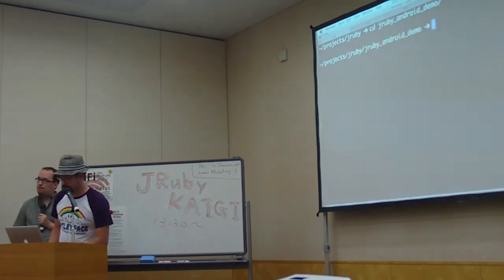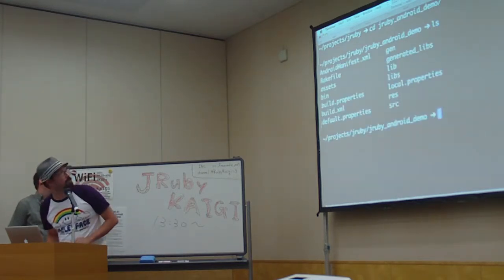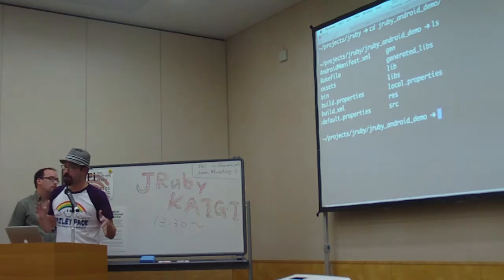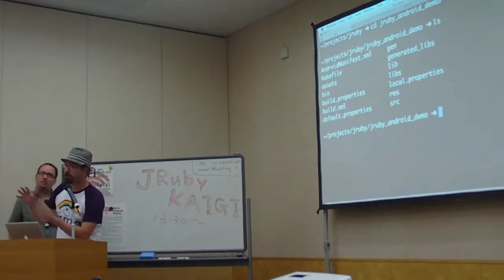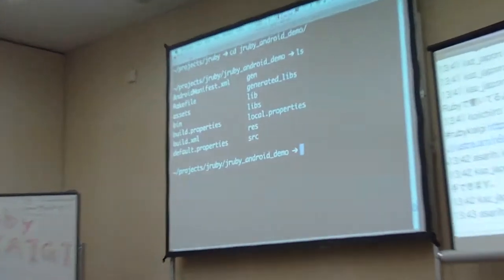So let's go take a look at what that is. So there we have all of our bits and pieces. It's the same structure as a Java Android app, but bits and pieces are using JRuby, and you can write the application in Ruby.